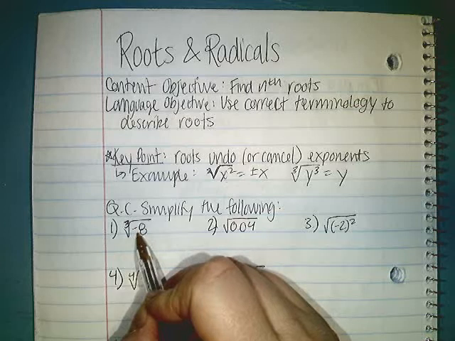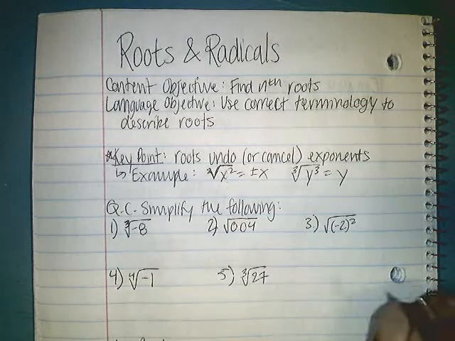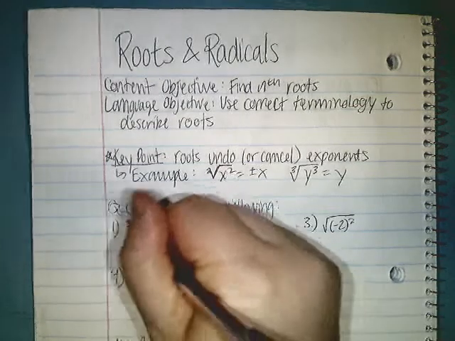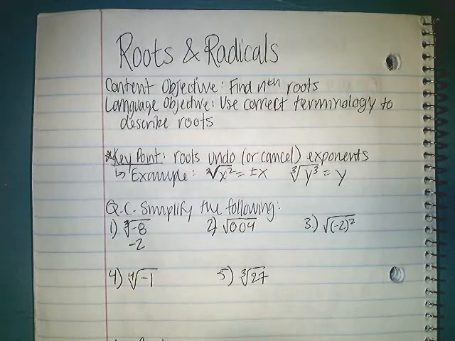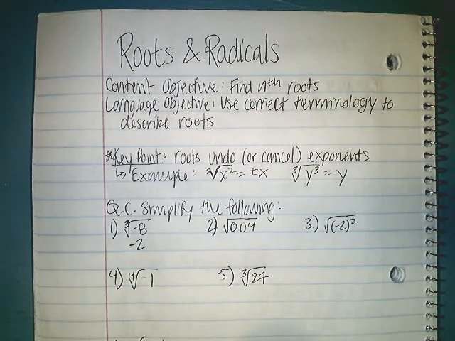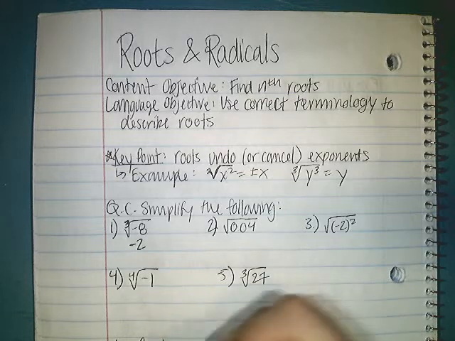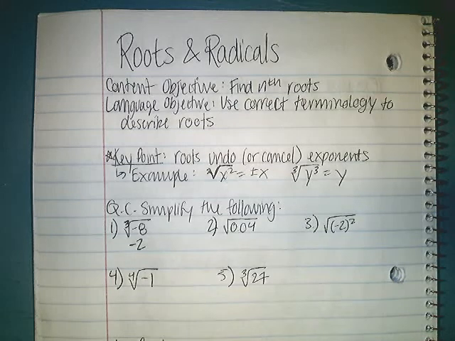So the cube root of -8, I know the cube root of 8 is 2. Since it's an odd root, I keep the negative sign. So the cube root of -8 would be -2, because -2 times -2 times -2 gives me -8.